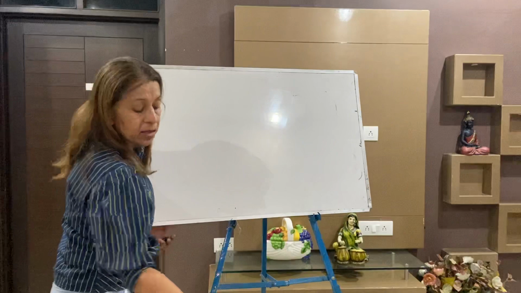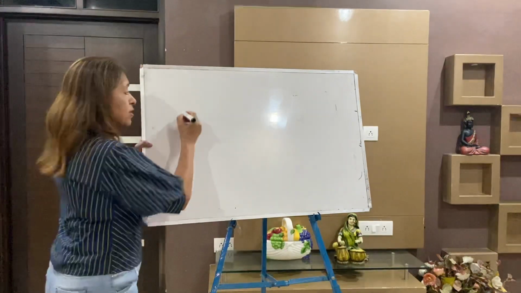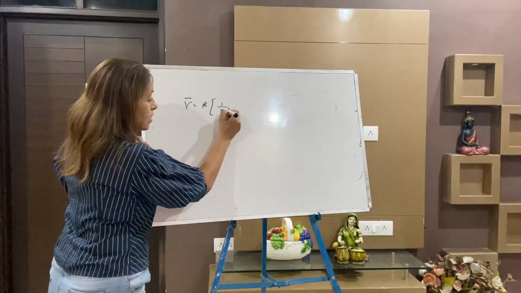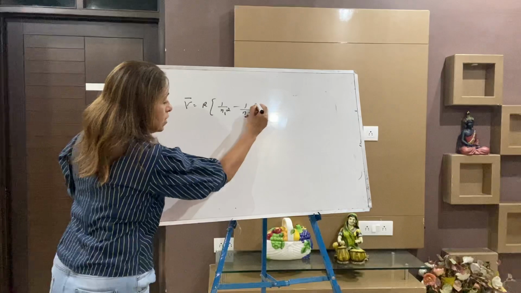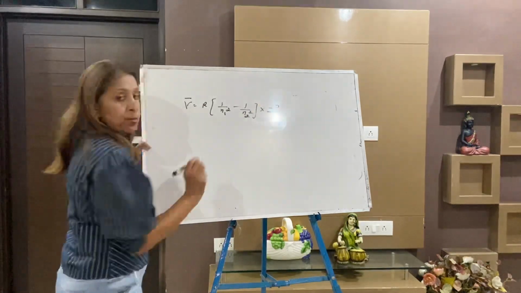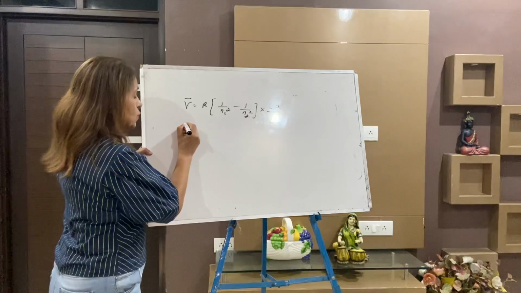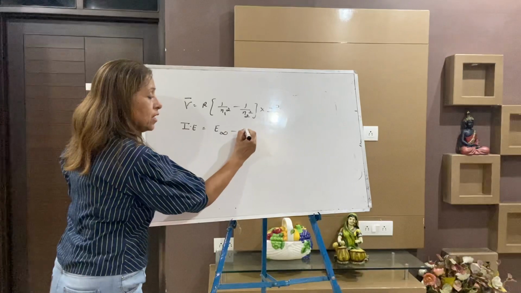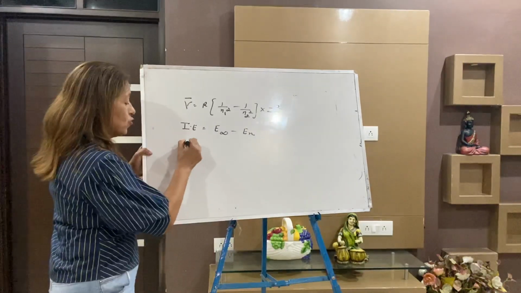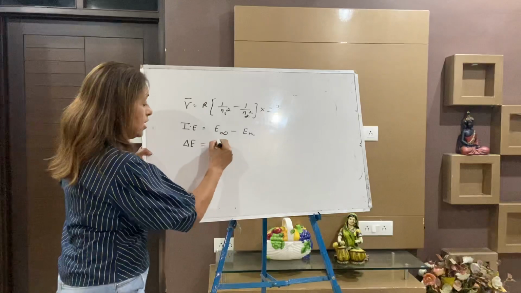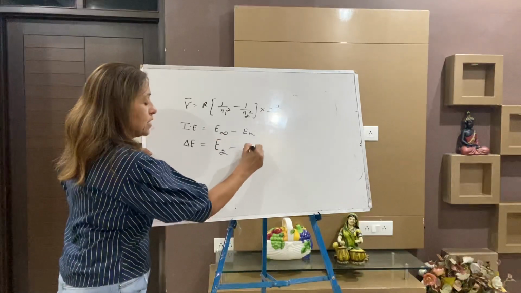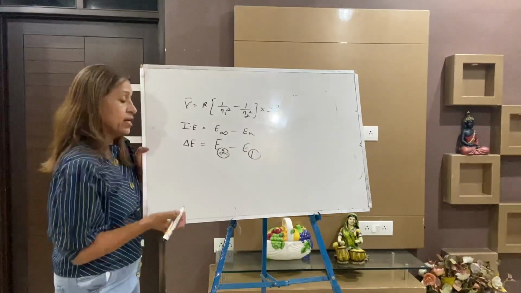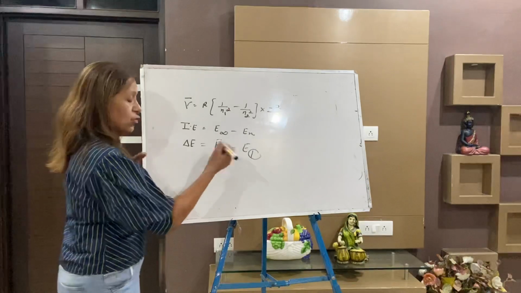Though we have taken the basic numericals having the formulas. Wave number is equal to R into 1 by N1 square minus 1 by N2 square into Z square. This is one formula. Okay. Now second formula is to calculate ionization energy. It is E infinity minus En. The third formula to calculate delta E is equal to E2 minus E1. Whatever the shell given, En. If your shell is given 5, 1, 5, 3, whatever it is, you can put here.